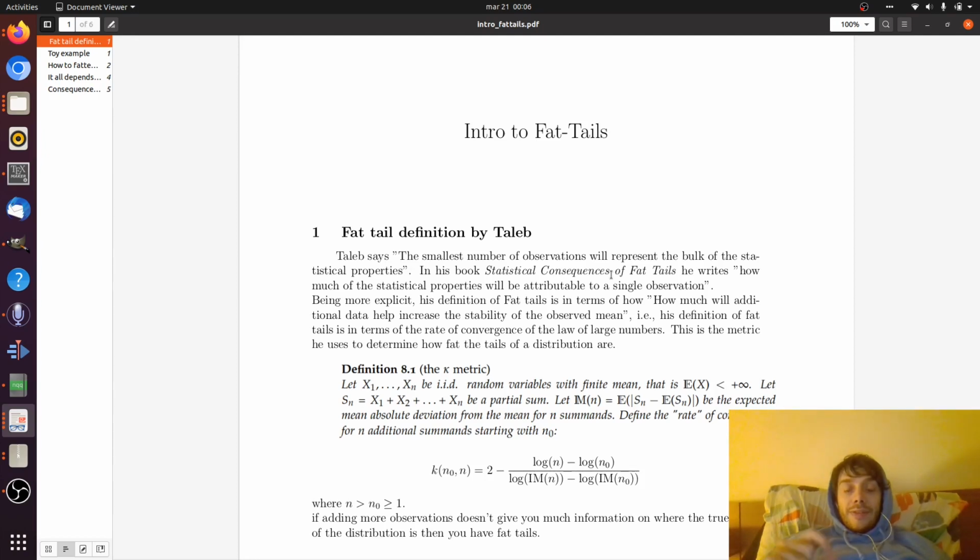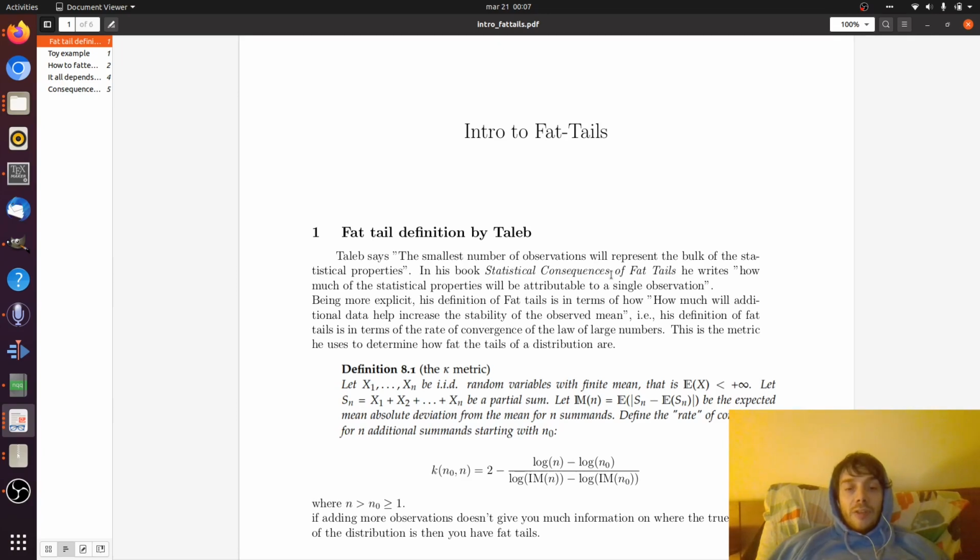And his definition is going to be in terms of a rate of convergence of a law of large numbers. Specifically, he defines the K metric, which is a proxy for how fat-tailed a distribution is. The fat-tailedness of a distribution is defined in terms of this K metric, which is determined by the rate of convergence of the law of large numbers. So what is the law of large numbers?